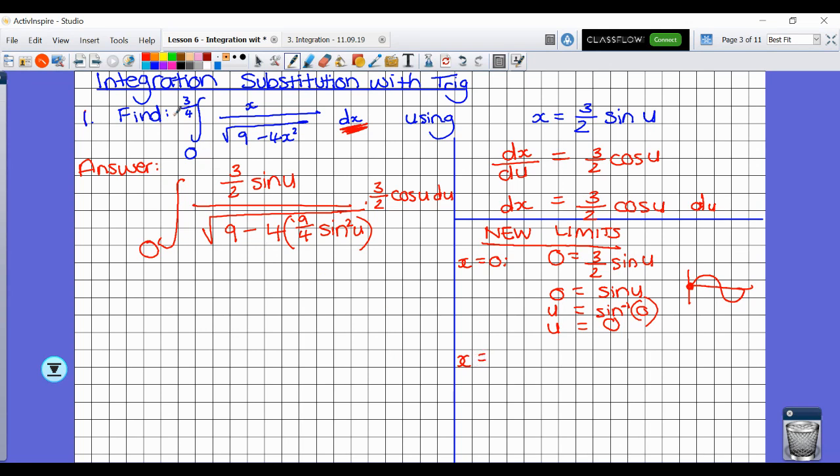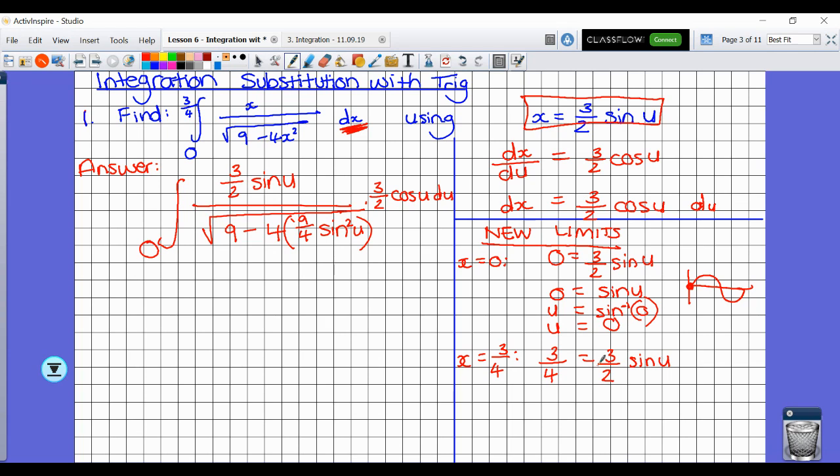So this is when x equals 3/4. We're going to do the same sort of thing here. So go back up to this substitution here. We are changing x for 3/4. So 3/4 equals 3/2 sine u. And then you can just use your calculator for this.